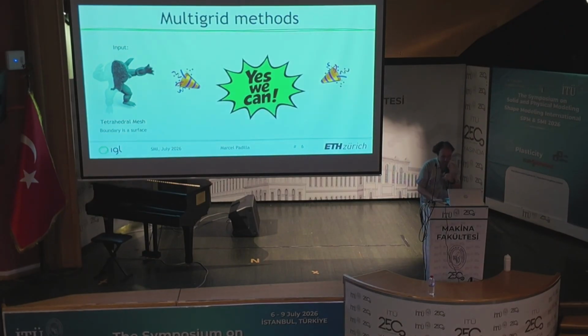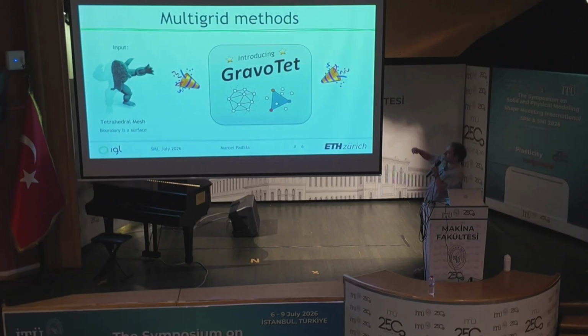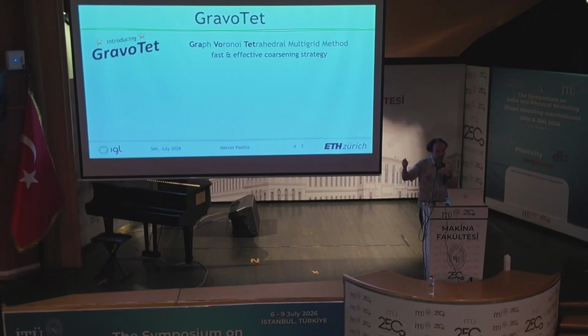And yes, we can actually do that by introducing our new method, GravoTet. GravoTet means graph Voronoi tetrahedral multigrid method. And it's a fast and effective coarsening strategy. That is the idea behind it.